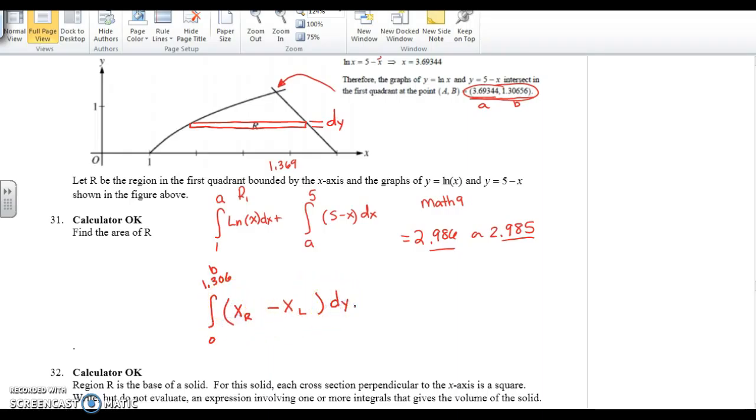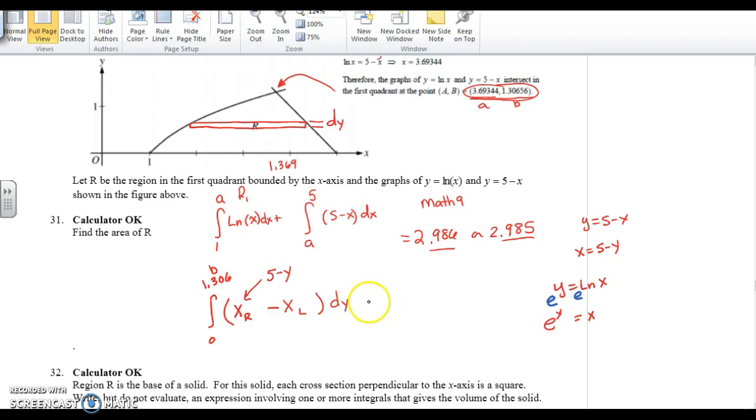dy. The last thing would be to solve these for y. If y equals 5 minus x, then x equals 5 minus y, so that would go here. And if y equals ln of x, then x would equal e to the y, because we would need to exponentiate to get x all by itself. Essentially, we'd be doing e here and e there.